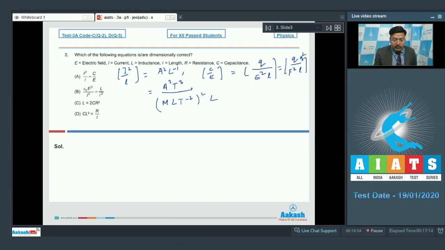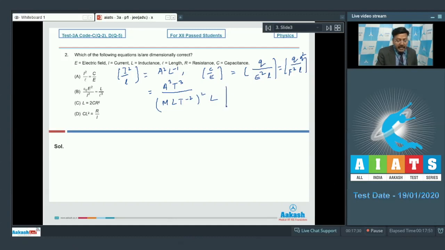Without doing further simplification, we can clearly see that the right hand side has dimensions of M minus 2 and the left hand side does not have any dimensions of M. So option A is incorrect for sure. Let's look at option B now. In option B we have epsilon naught E square by I square on the left hand side and capital L by LQ on the right hand side.